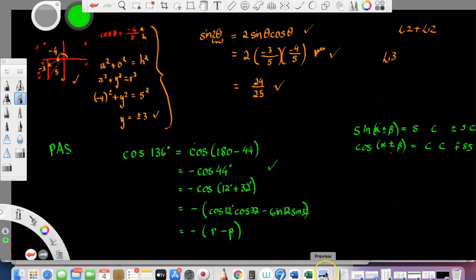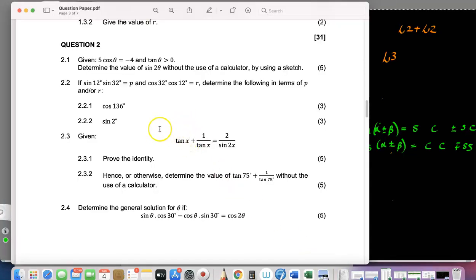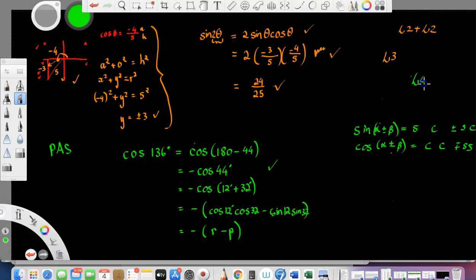Okay, if we look at the next one. What I should have been able to do here is use my reduction formula to change this into 180 minus 44, and then after that you should have recognized that 12 and 32 add to 44. So there's a little bit of an insight element. So this borderlines on an easy level 4 question, because you kind of have to see that, but not really.